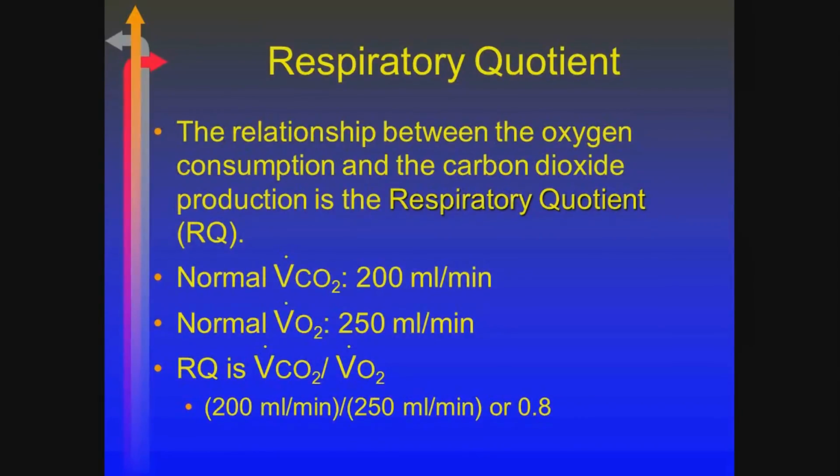Now, there is something else that I need to make mention of, and it's something called the respiratory quotient. It's a little bit different. This is talking about the relationship between how much CO2 is being produced to how much O2 is being consumed. Normal CO2 production is about 200. Normal O2 consumption is about 250. So the ratio between those two is magically 0.8. Just happens to be the same exact number.